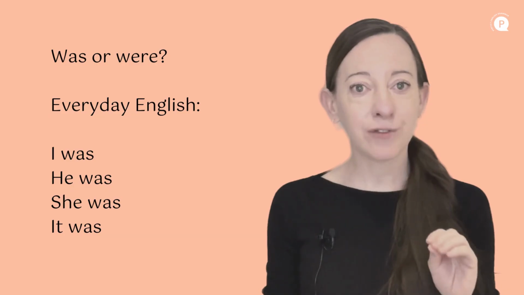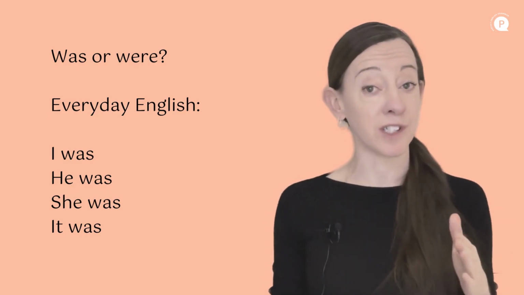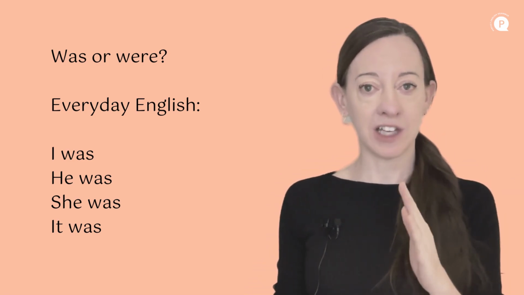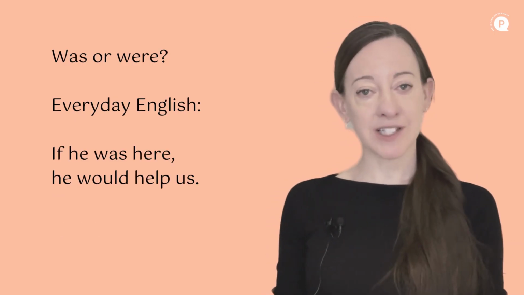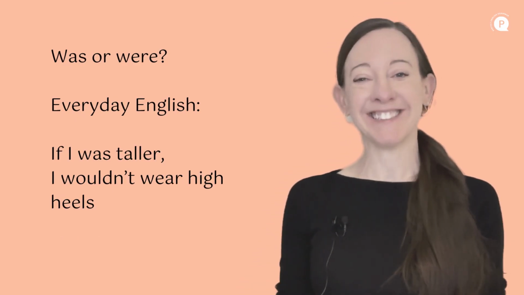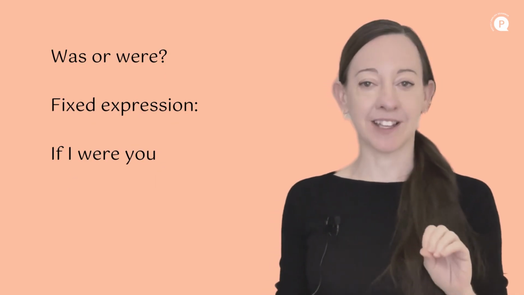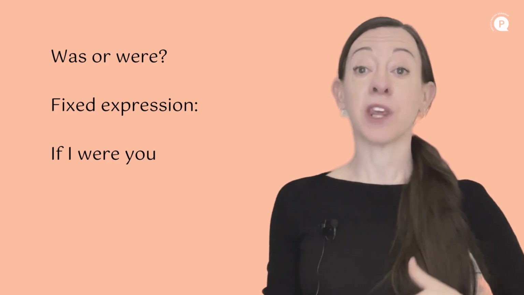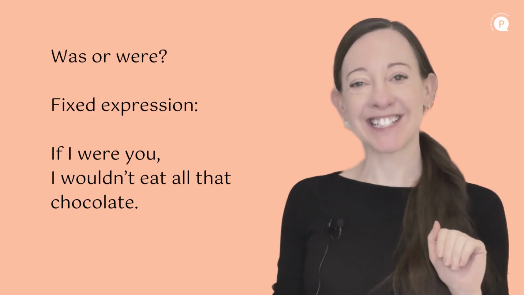However, in everyday speech, it's actually much more common to use was in the normal past simple way with I and he, she, it. If he was here, he would help us. If I was taller, I wouldn't wear high heels. The only place that we almost always use were is in the fixed expression, if I were you. If I were you, I wouldn't eat all that chocolate.